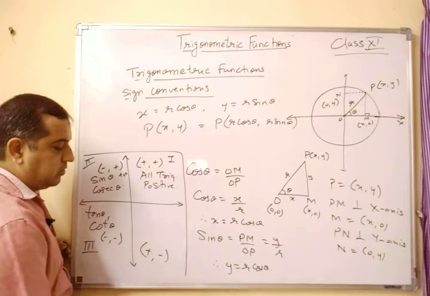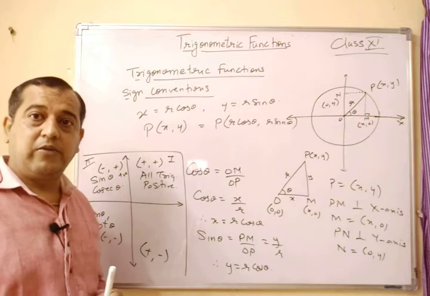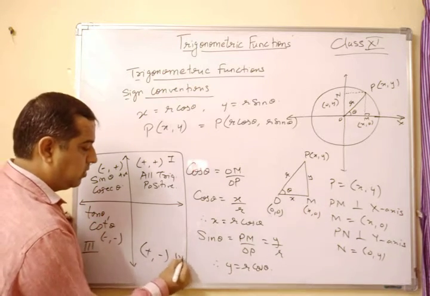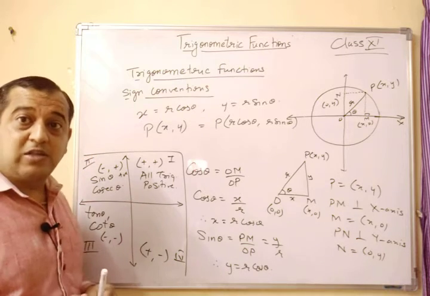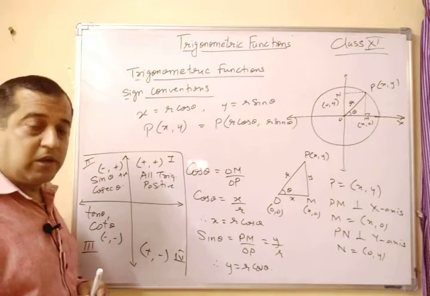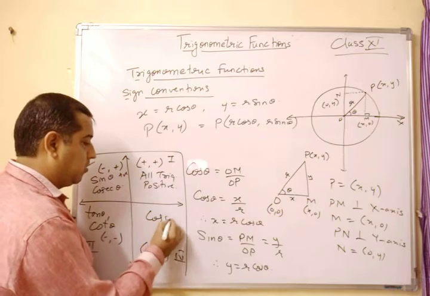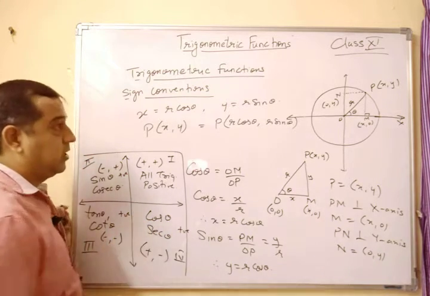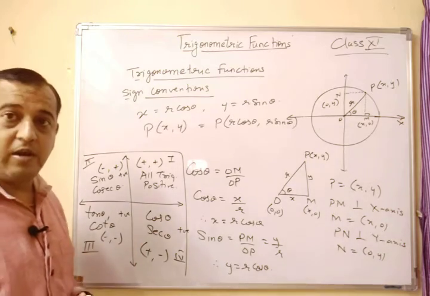And coming to this, we get plus, minus. This is the fourth quadrant. In the fourth quadrant, x is positive, y is negative. This indicates that cos theta and sec theta will be positive. So these are the sign conventions.